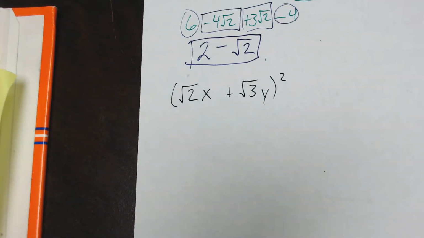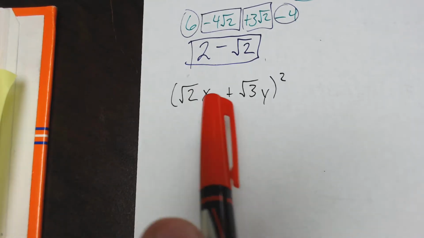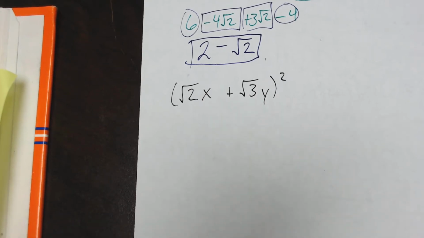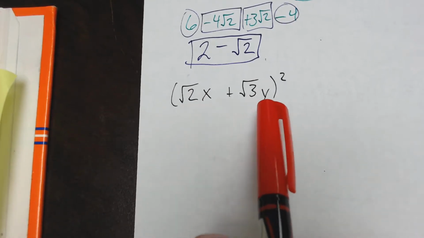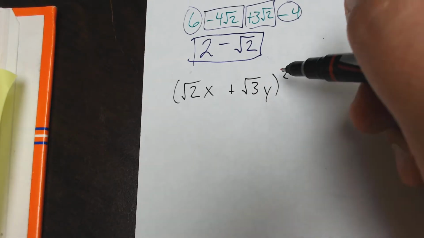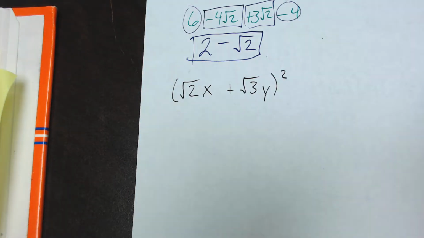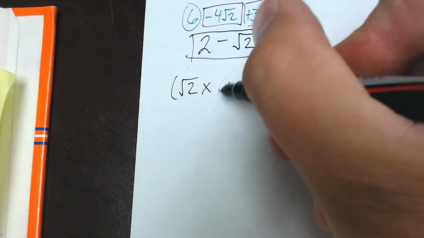All right, next one. Now this one throws an x and a y in there. So we've got square root of 2x plus square root of 3y, squared. Some of you may be tempted to distribute this squared to all the units, but that is incorrect. We cannot do that because of the plus sign.